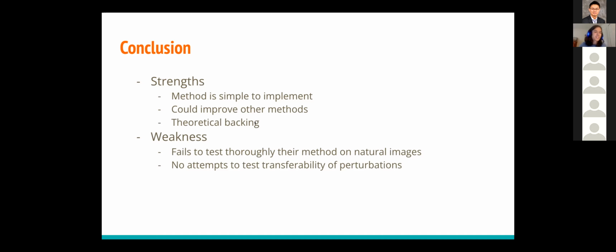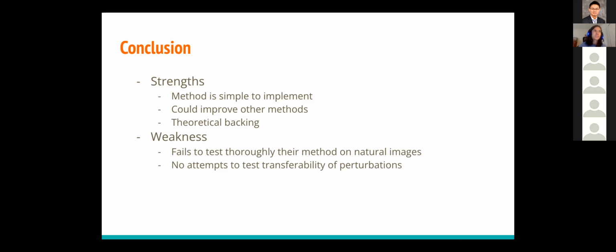So it does have some weaknesses though. It does fail to thoroughly test the model on natural images. Even though it's focused on medical imaging attack, I do think this method could help with natural image attacks, and it could have at least shown some better comparisons.